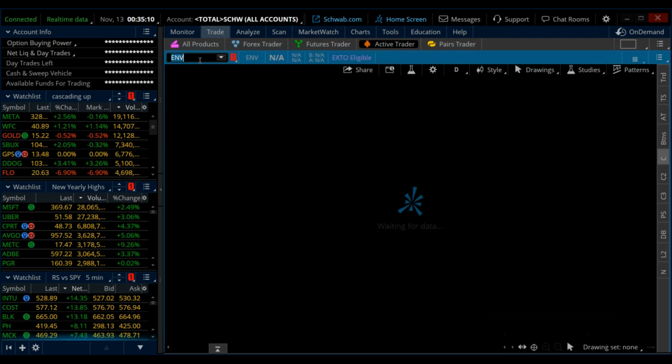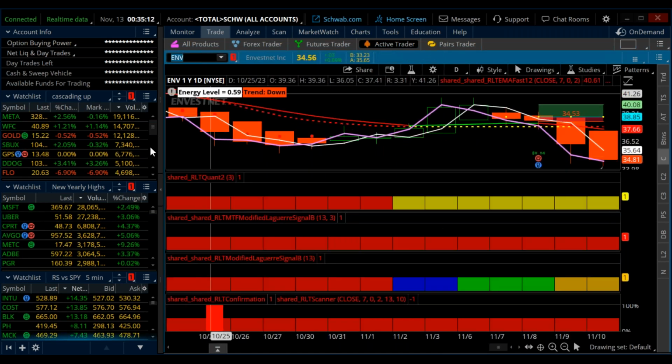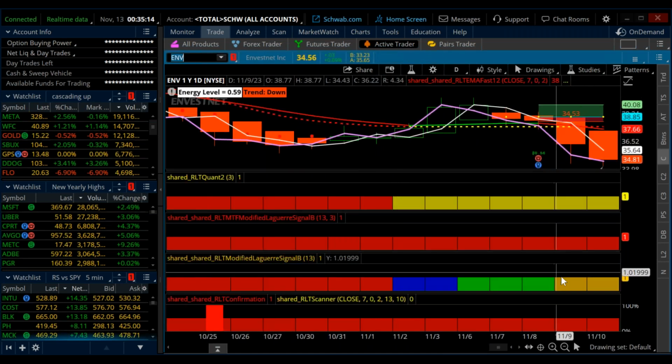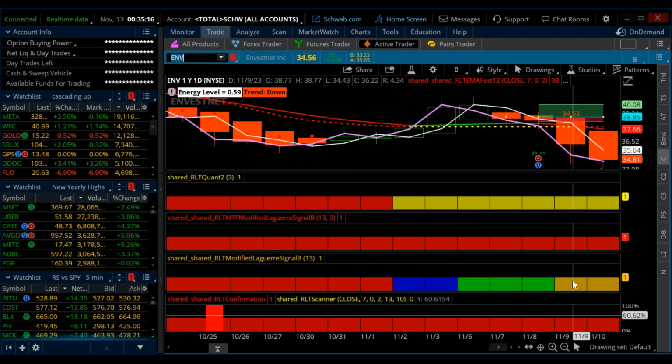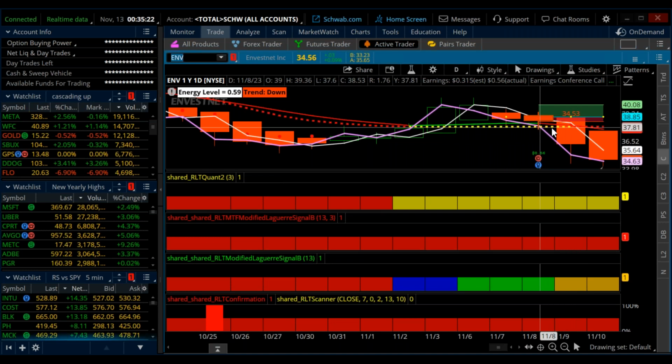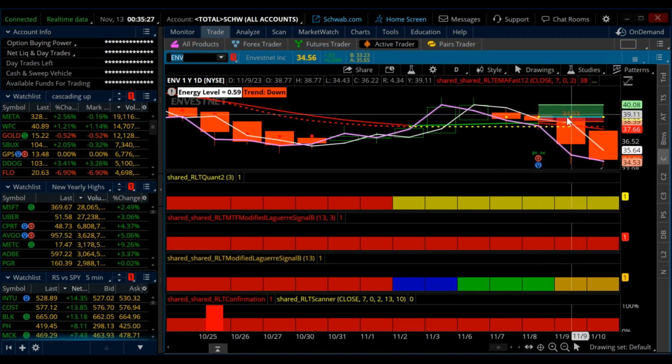ENV. Let's take a look at another short here. All right, so again, the first thing you look at is the compass system. You say, okay, we get bearish, bearish, bearish across the board. This ENV is very, very bearish. This was earnings right here. Then we broke out of the dynamic compression zone with this Heiken-Ashi reversal candle.